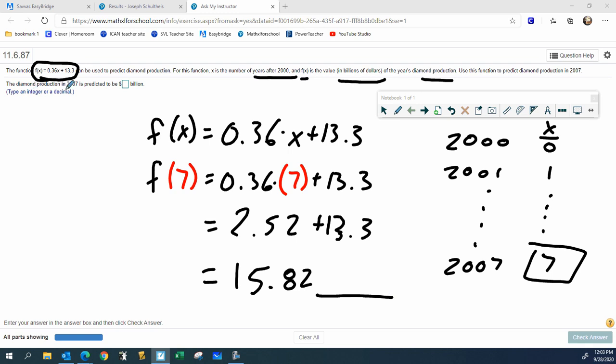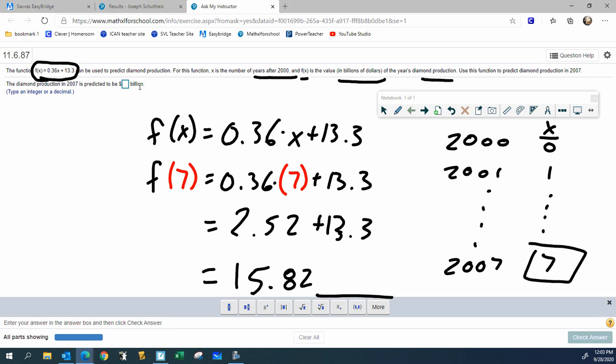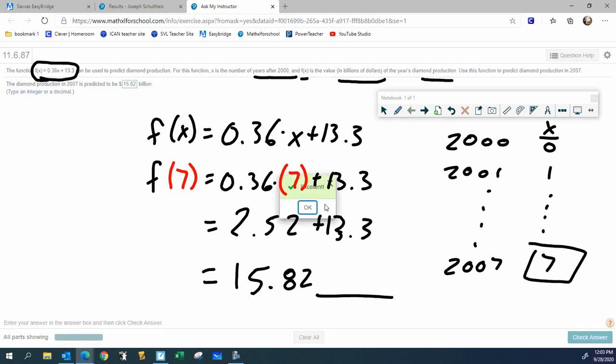So type an integer or decimal is what the directions say up here in blue. So I think they want an exact answer of 15.82. Let's check and see if that's right. And it is. So that's how you do it.